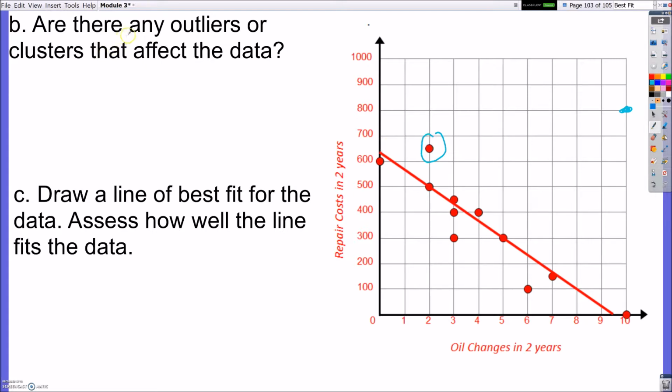So are there any outliers or clusters? Clusters are a clump of numbers together. So I would say this is a cluster right here, and I could say a possible outlier.